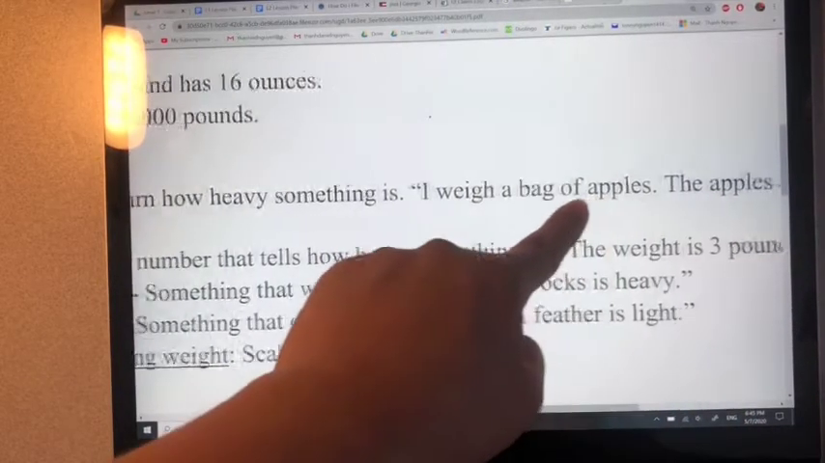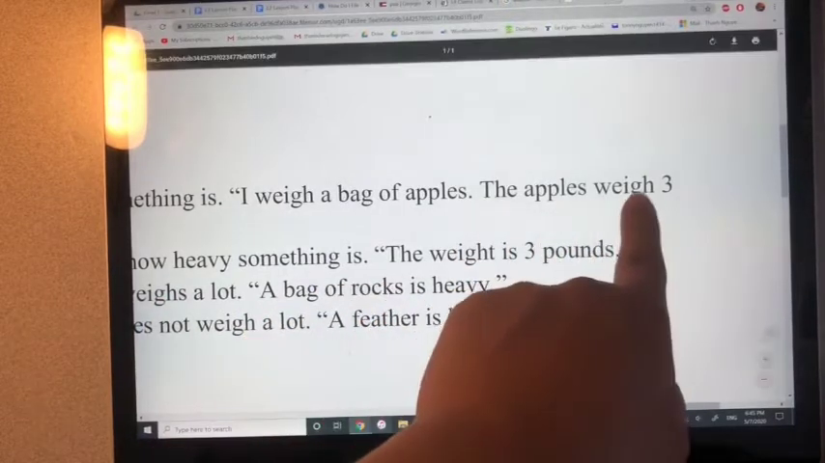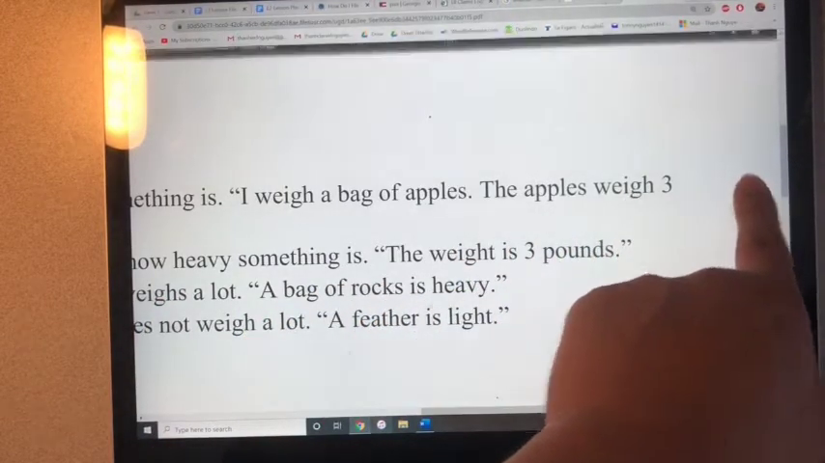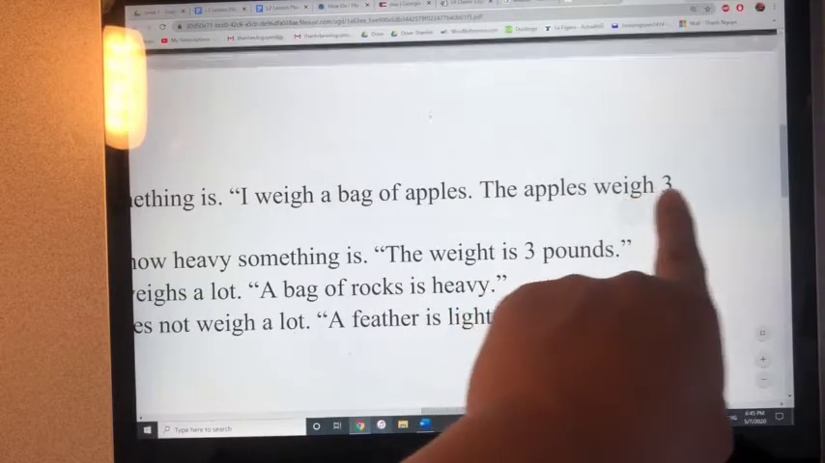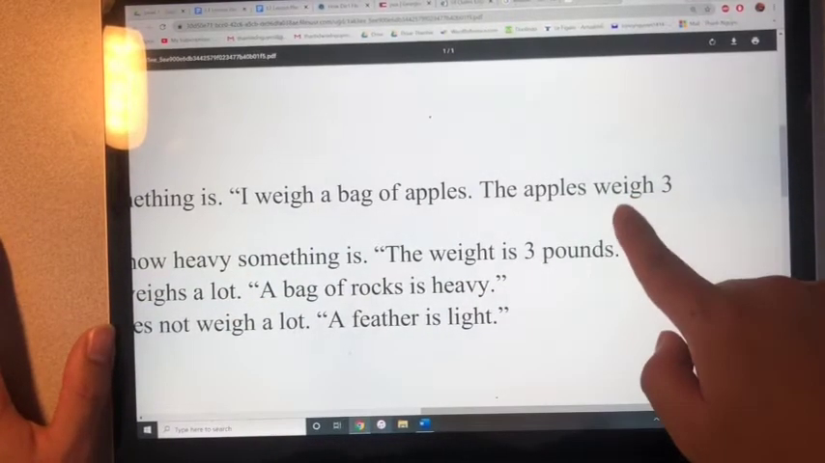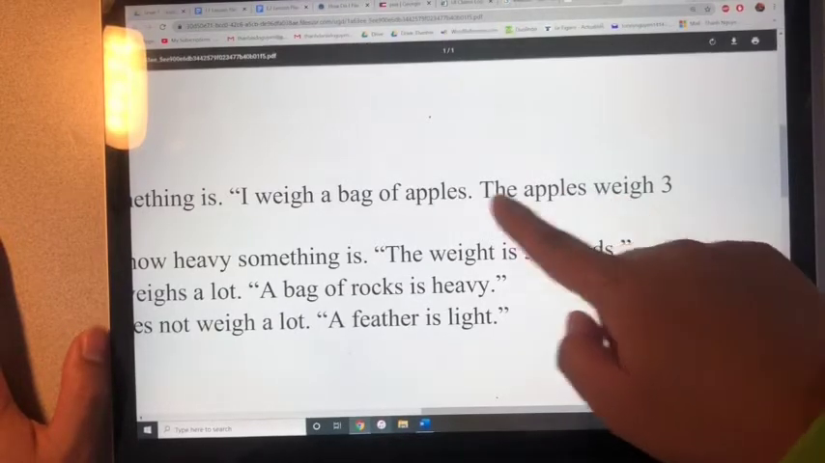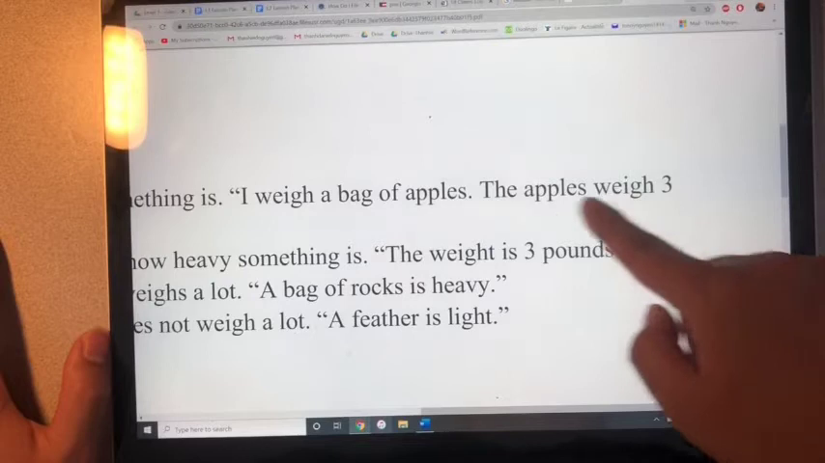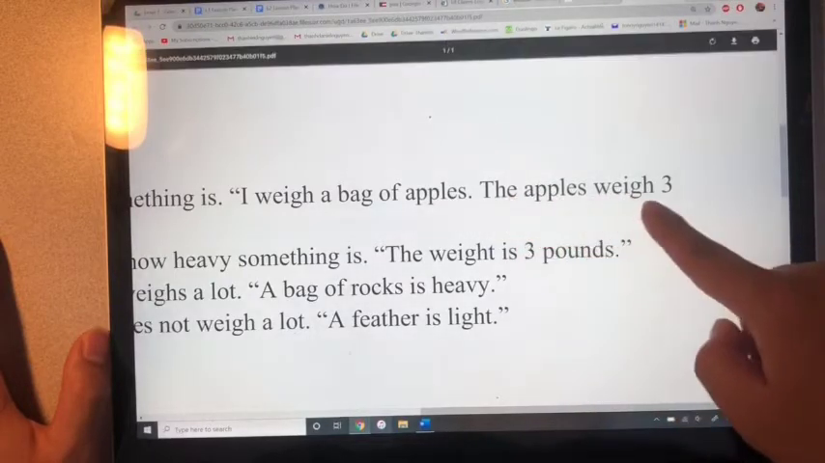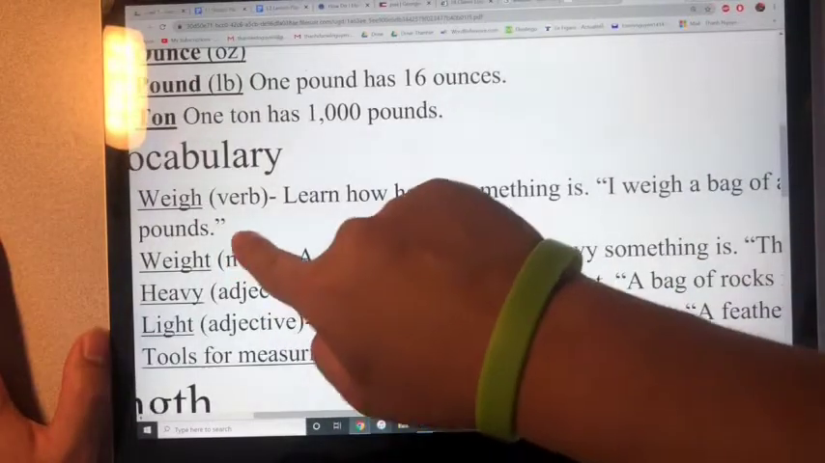Or we can use the word weigh to replace to be. So we can say, the apples are 3 pounds. Or we can say, the apples weigh 3 pounds. We use weigh to replace the word to be. So here it's replacing the word are. We can say the apples are 3 pounds, or we can just say the apples weigh 3 pounds. The word pounds is over here. I ran out of space.